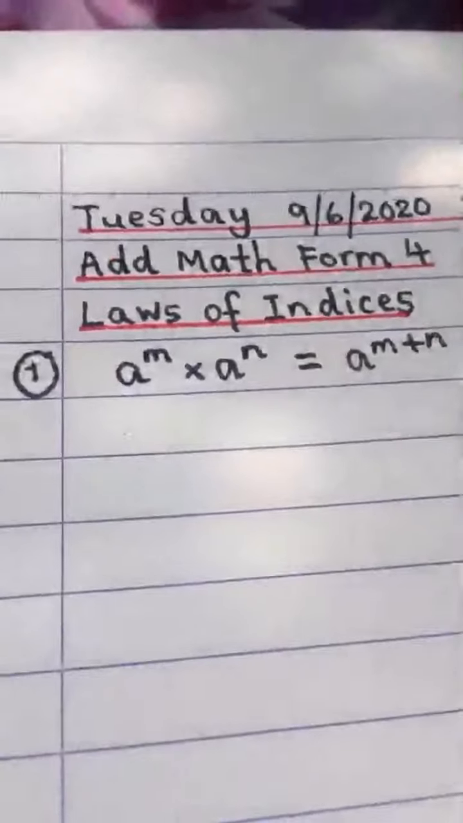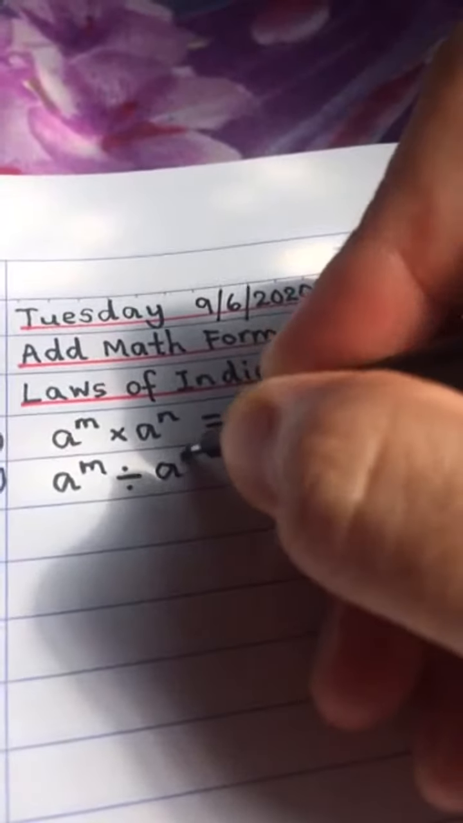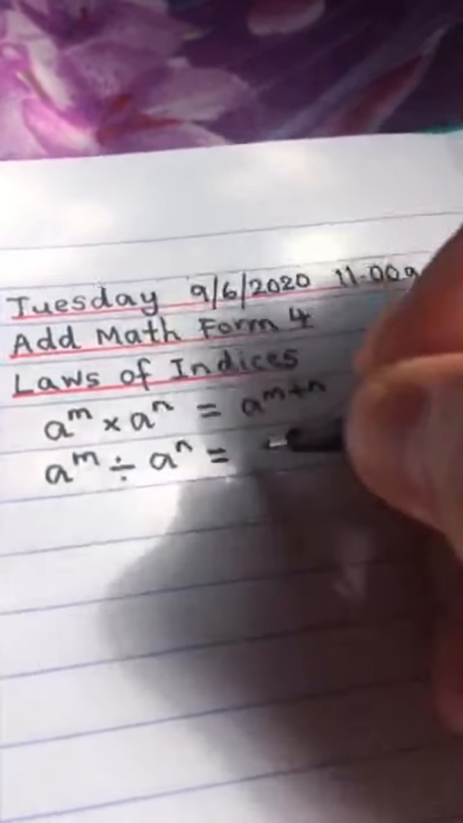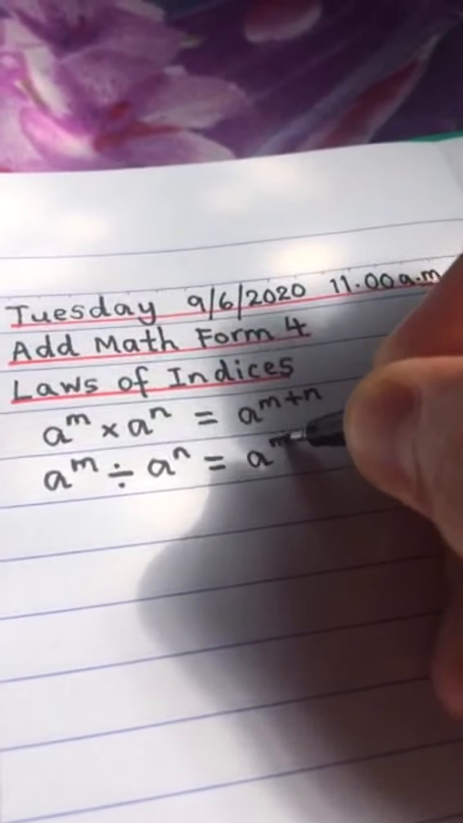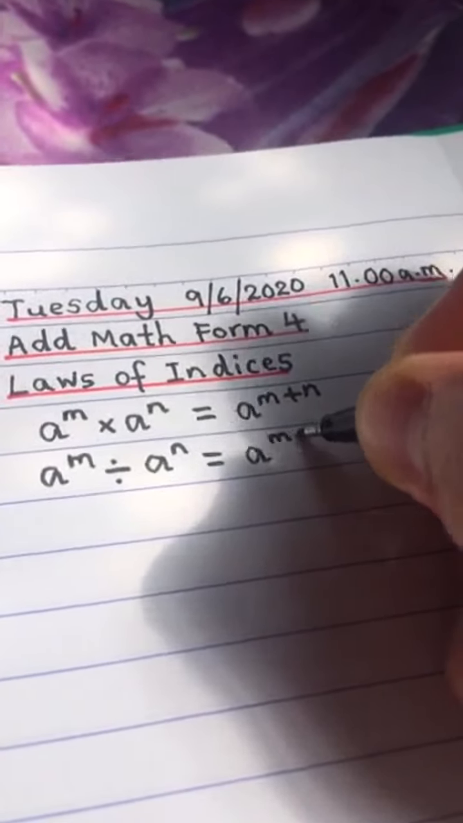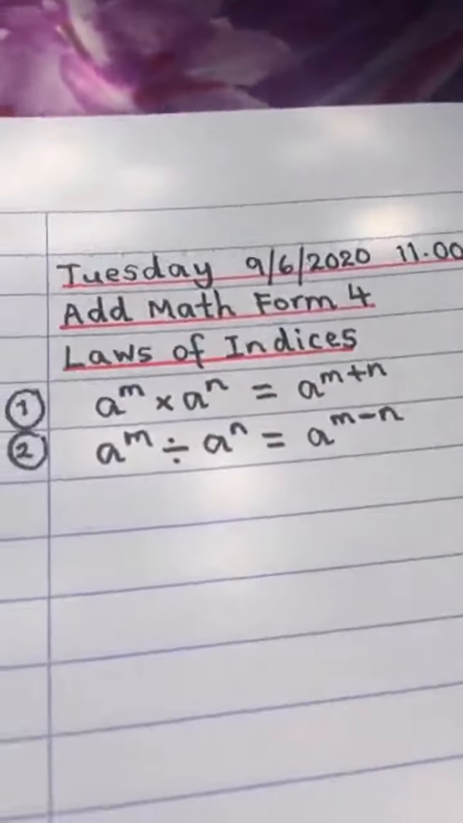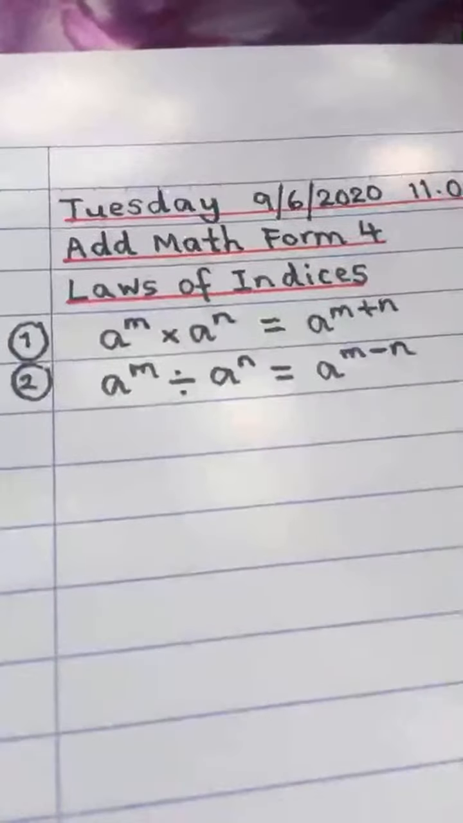Okay, the second law will go like this. A power m divided by a power n. So this time we have division, so for division, it will be subtraction, so a power m minus n. So this is the second law.